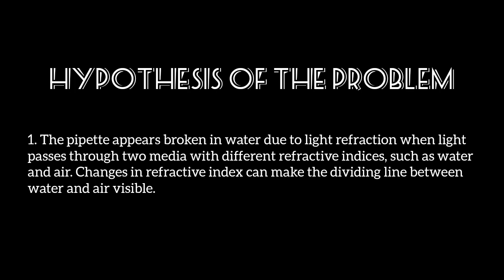For the first hypothesis from that problem, the pipette appears broken in water due to light refraction when light passes through media with different refractive indices, such as water and air. The change in refractive index can make the dividing line between water and air visible.